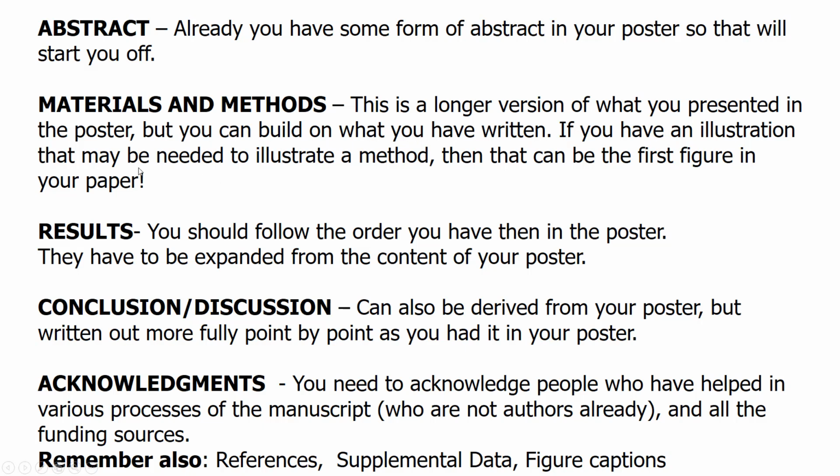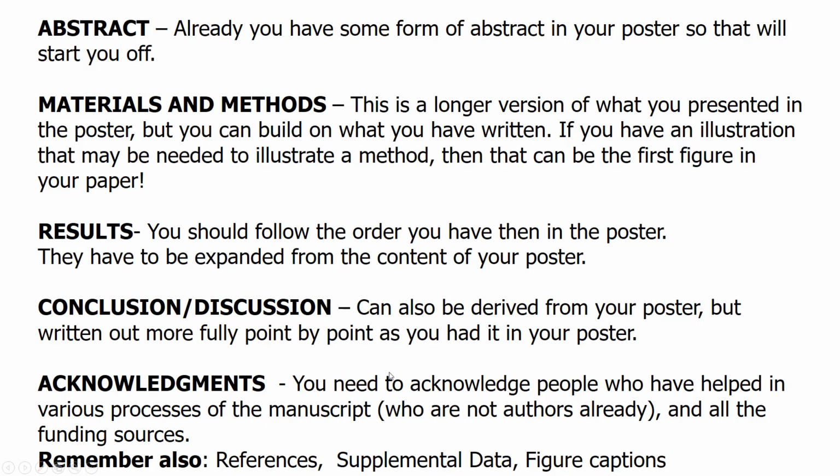If you have an illustration that may be needed to illustrate a method, then that can be the first figure in your paper. Results. You should follow the order you have them in the poster. They have to be expanded from the content of your poster. The conclusion and discussion can also be derived from your poster, but written out more fully, point by point, as you had it in your poster.